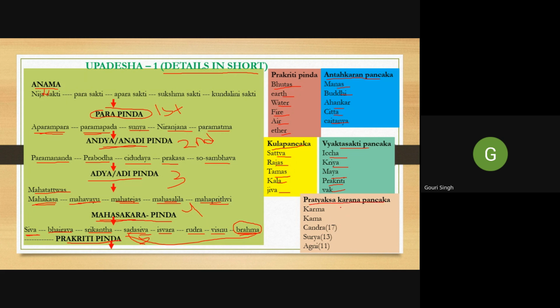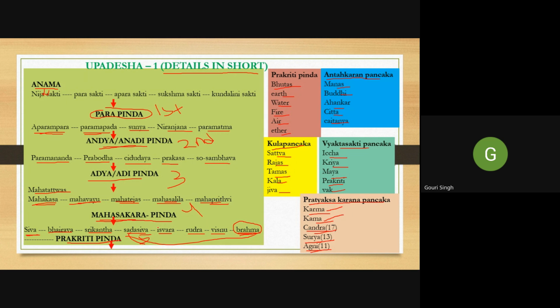The Pratyaksha Karana Panchak also has five forms: Karma, Kama, Chandra, Surya, and Agni. Here you get that Karma has five qualities, Kama also has five qualities. But for Chandra, 17 qualities are written here. And Surya has 13 qualities, and for Agni, 11 qualities are written. But others you can find everywhere, you can find five.